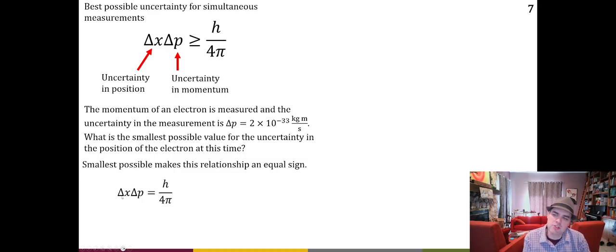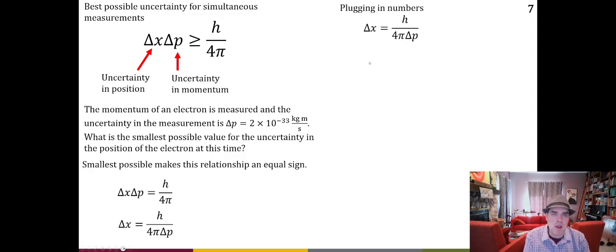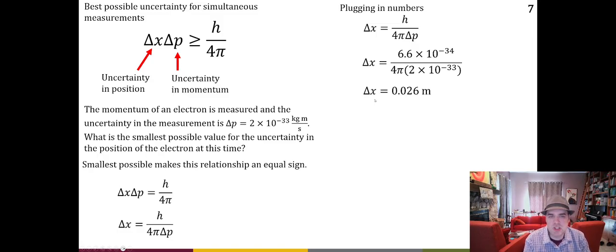I want to know the uncertainty in position, so I can just divide both sides by the uncertainty in momentum, and then I can plug in my numbers. So I plug in h, and I plug in my uncertainty in momentum, and I arrive at a value: the smallest uncertainty in the position of this electron is 0.026 meters. So it's not possible to get it any smaller because an electron has wave properties.